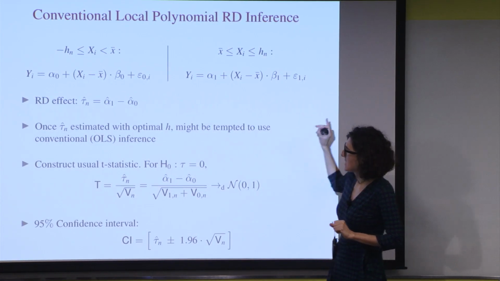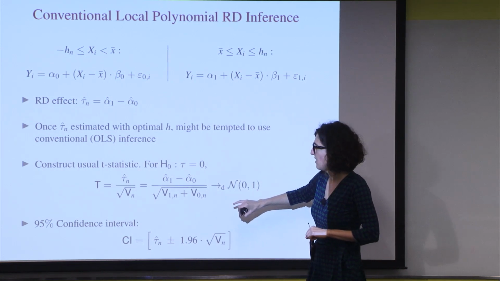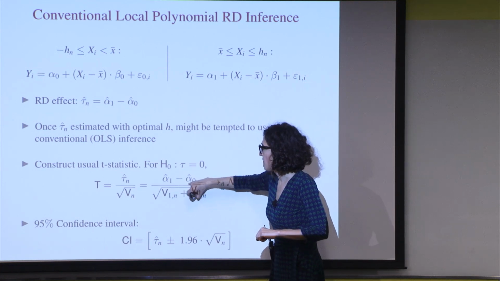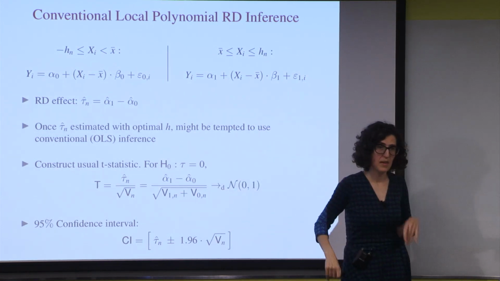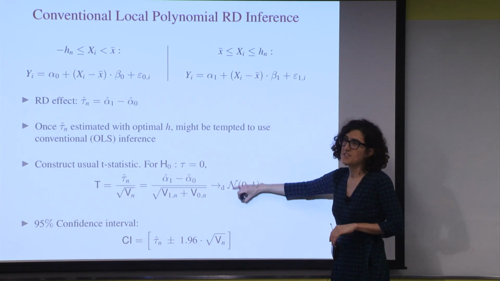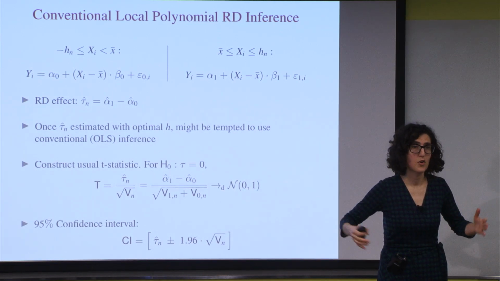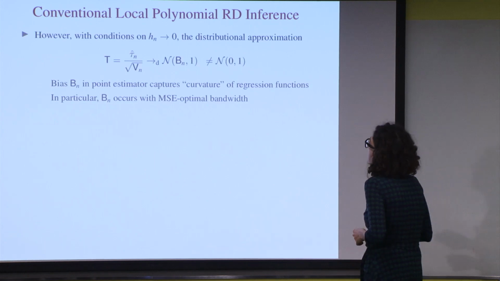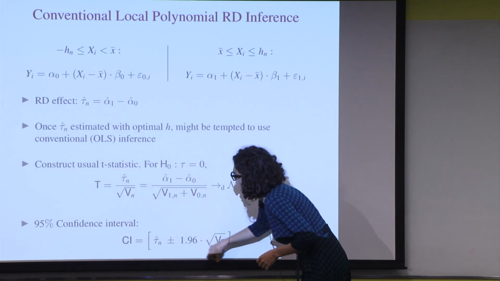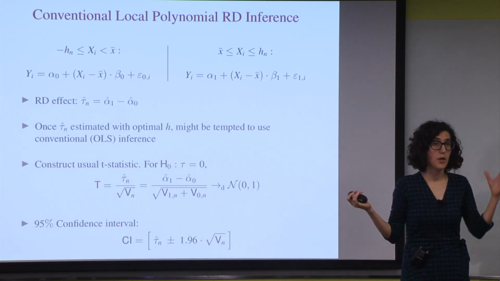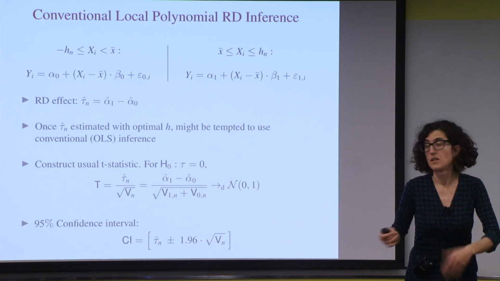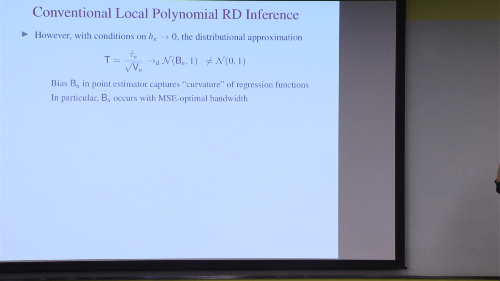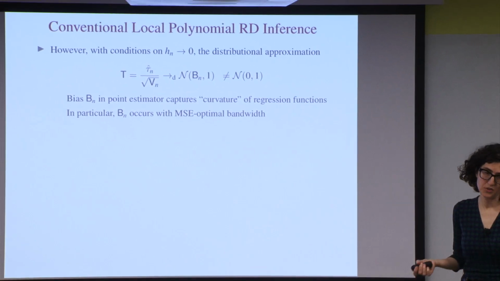And so one temptation would be to just build the usual t statistic, where we take the difference, the estimated intercept, and divide it by the square root of the variance, and we just use a standard normal approximation, which would come from conventional least squares inference. So we would build a confidence interval, just your usual point estimator plus minus 1.96 times the square root of the variance. Now, this is where things get interesting.